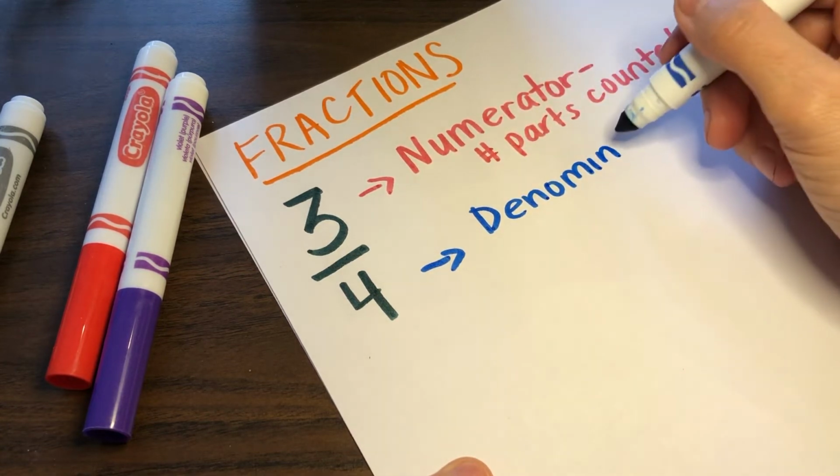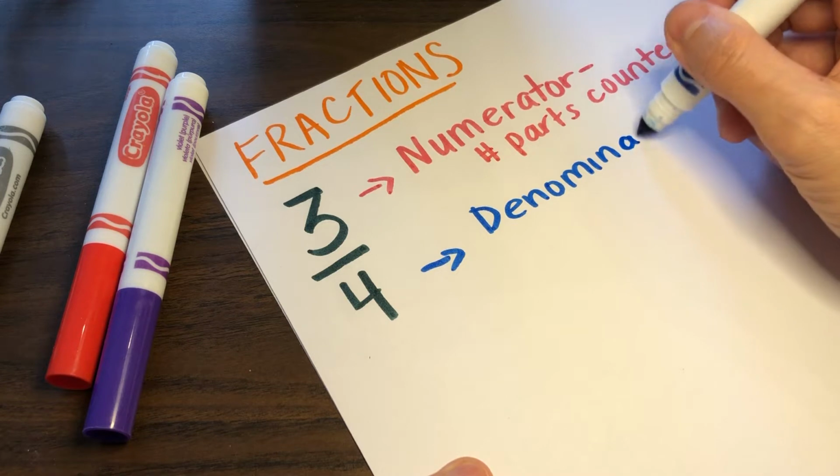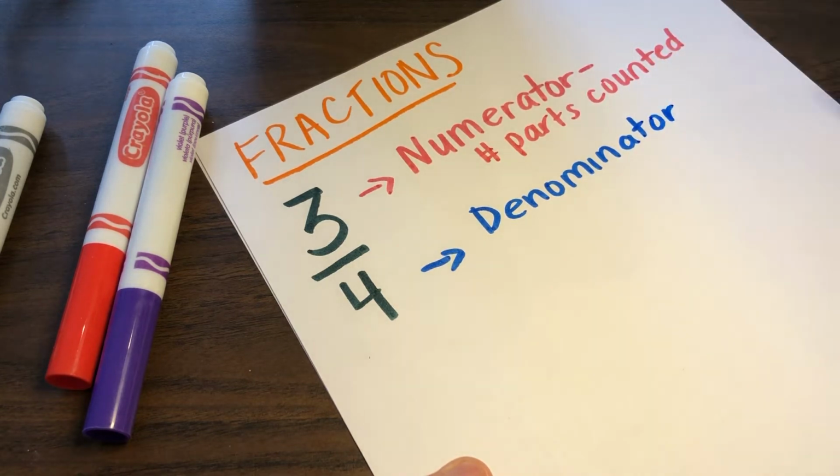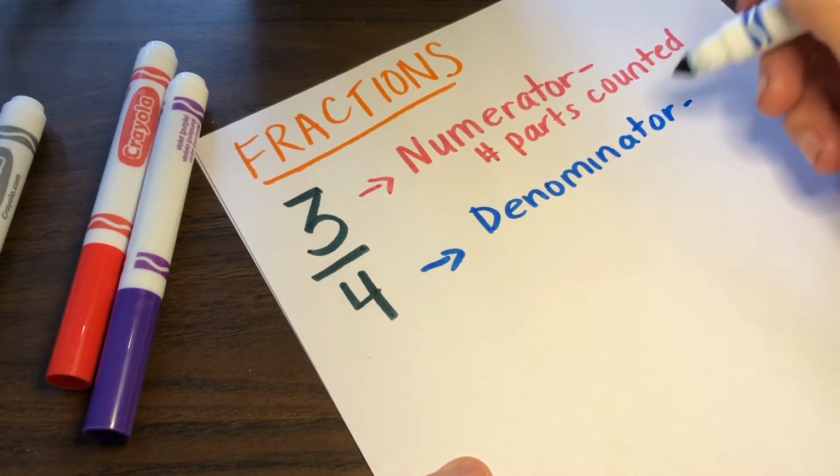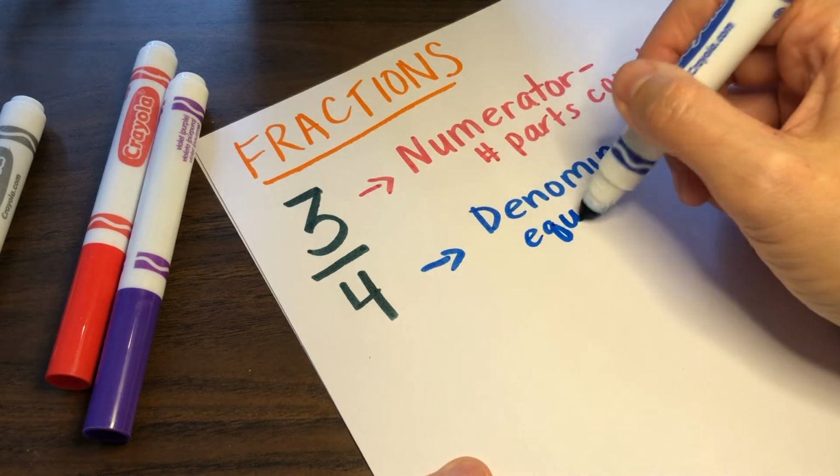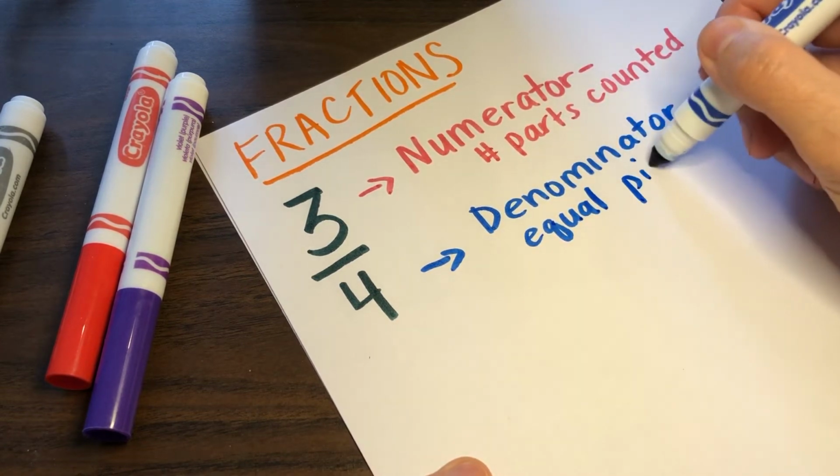The thing that you have to remember is the denominator goes on the bottom and the numerator goes on the top. So the denominator is the equal pieces of the whole.